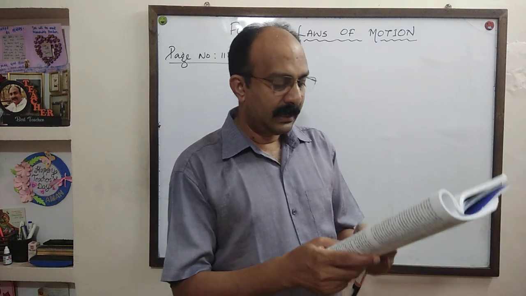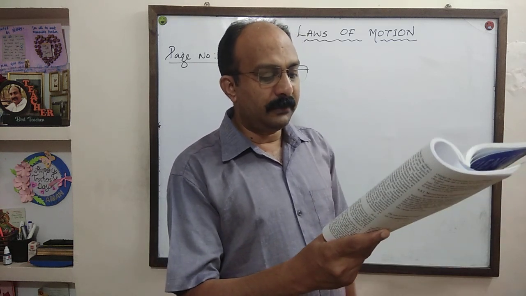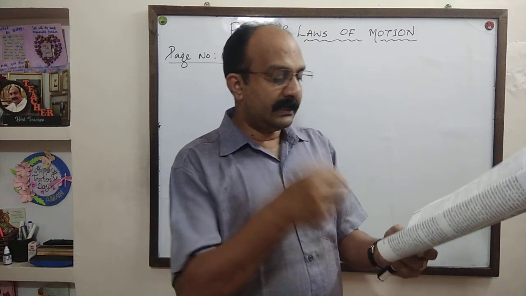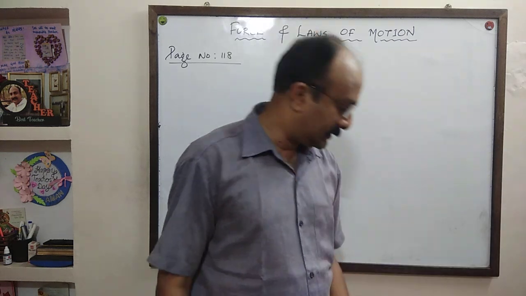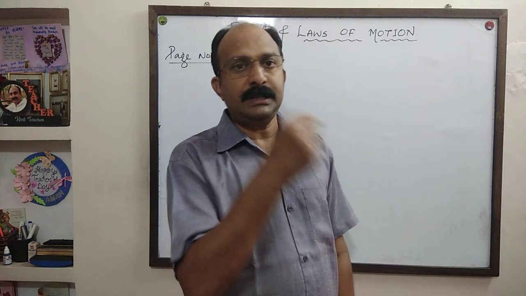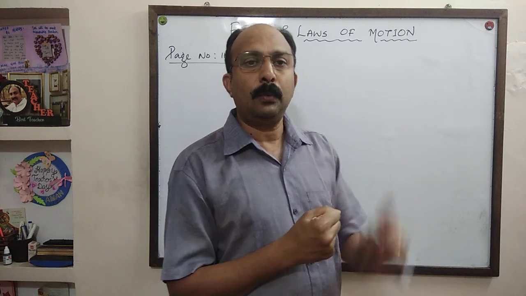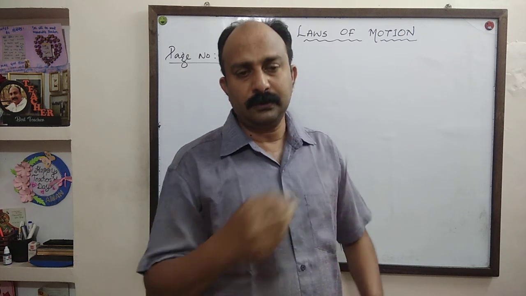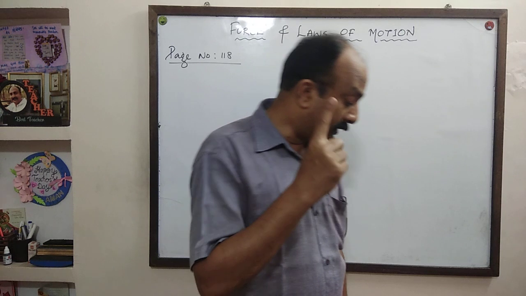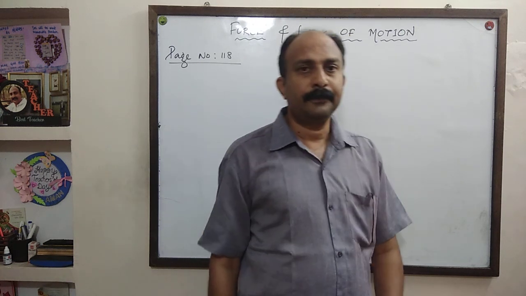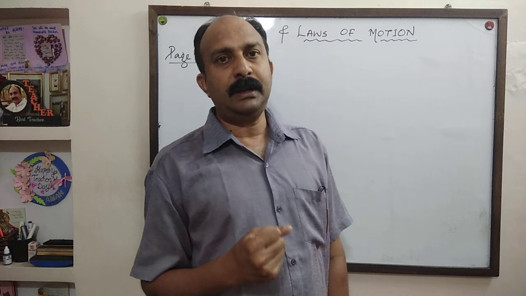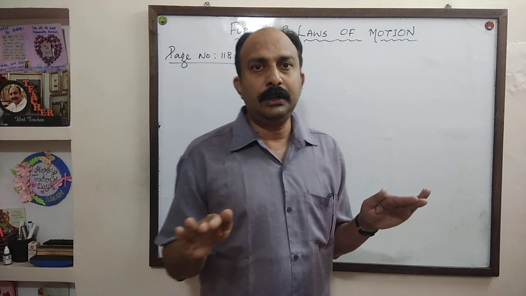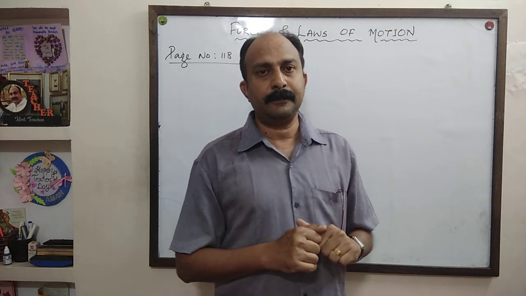Question number 3. Explain why some of the leaves may get detached from a tree if we vigorously shake its branch. Yes. When you vigorously shake any branch of a tree, what happens? Some of its leaves will fall down. Why is it so? This is due to Newton's first law of motion. How? When we are shaking the branch of a tree, the leaves were at the state of rest and they want to continue in the same state of rest due to inertia.